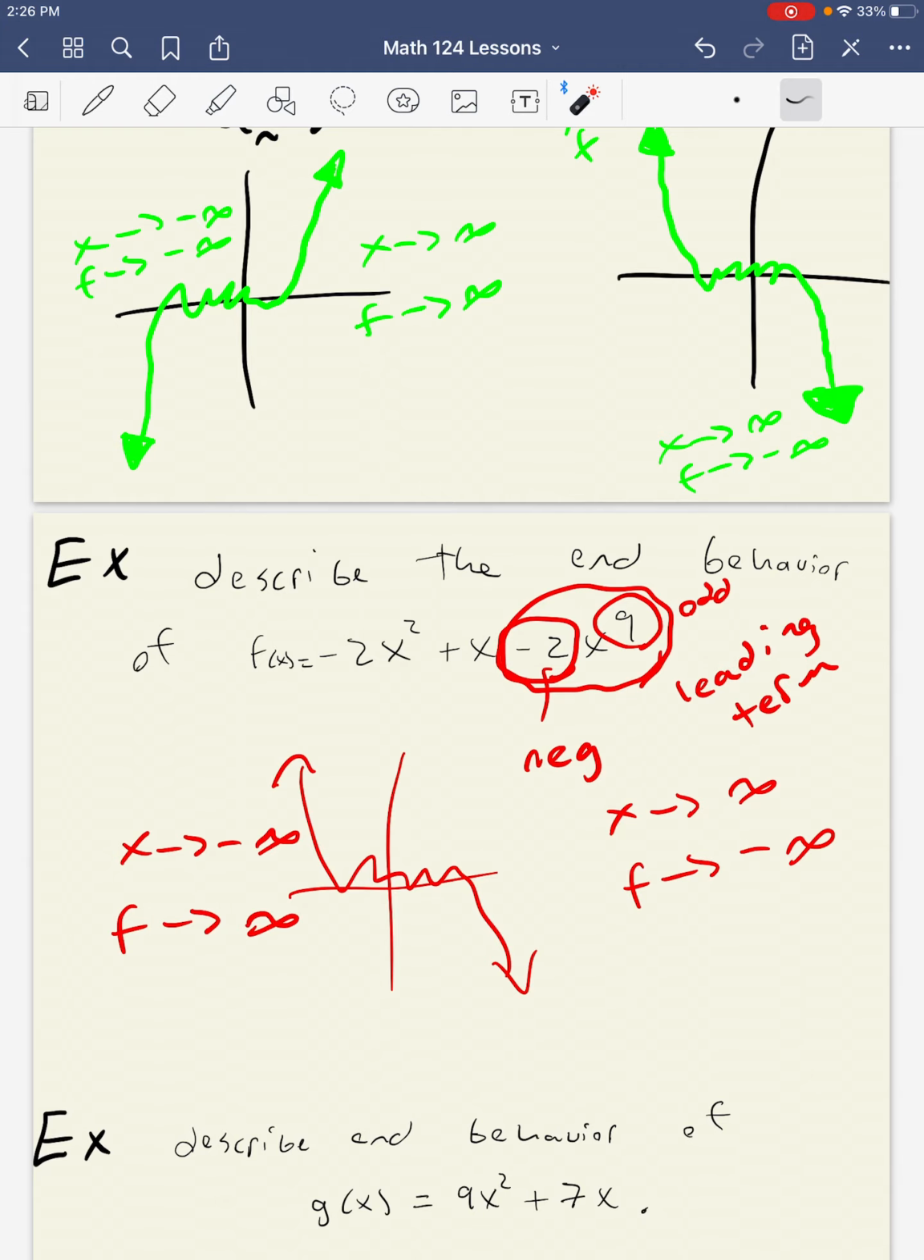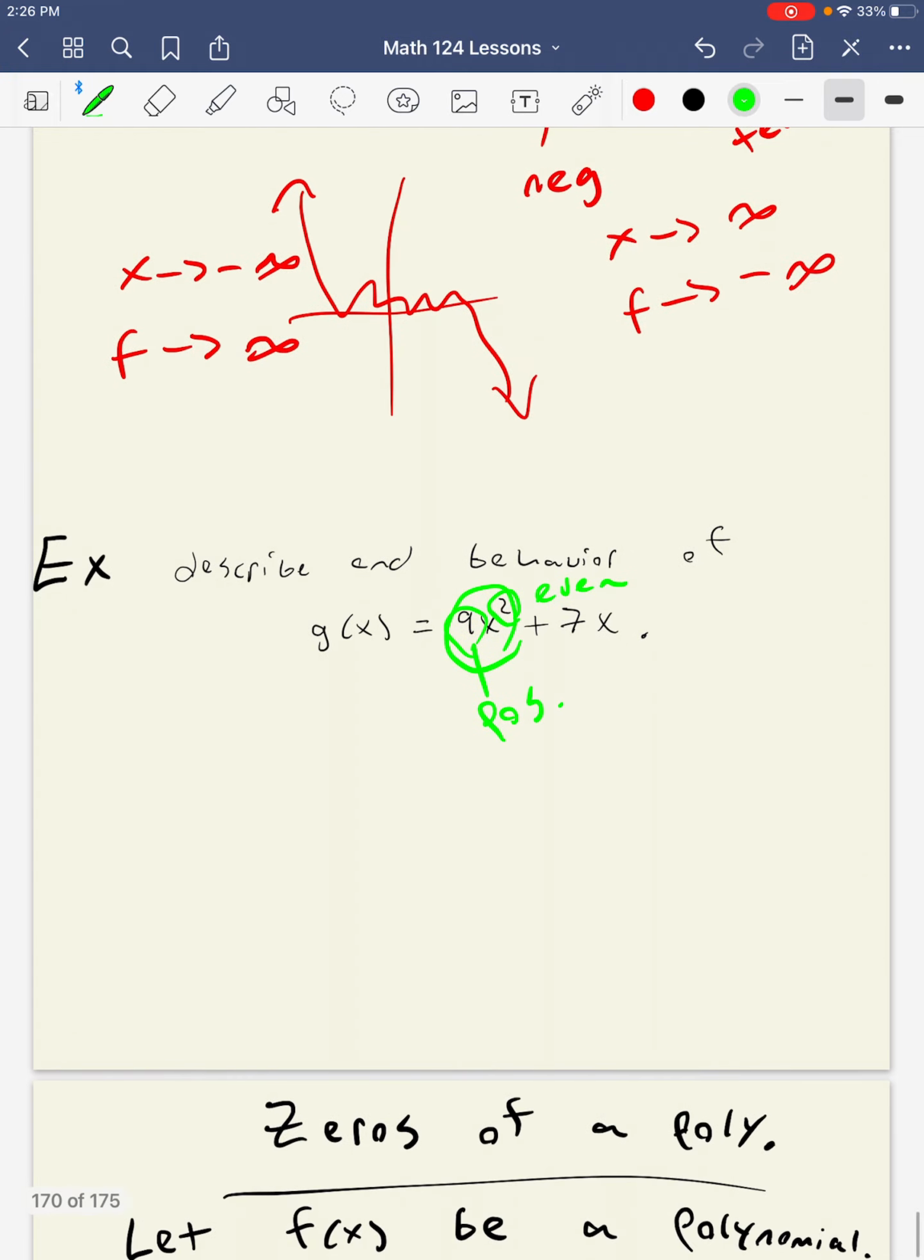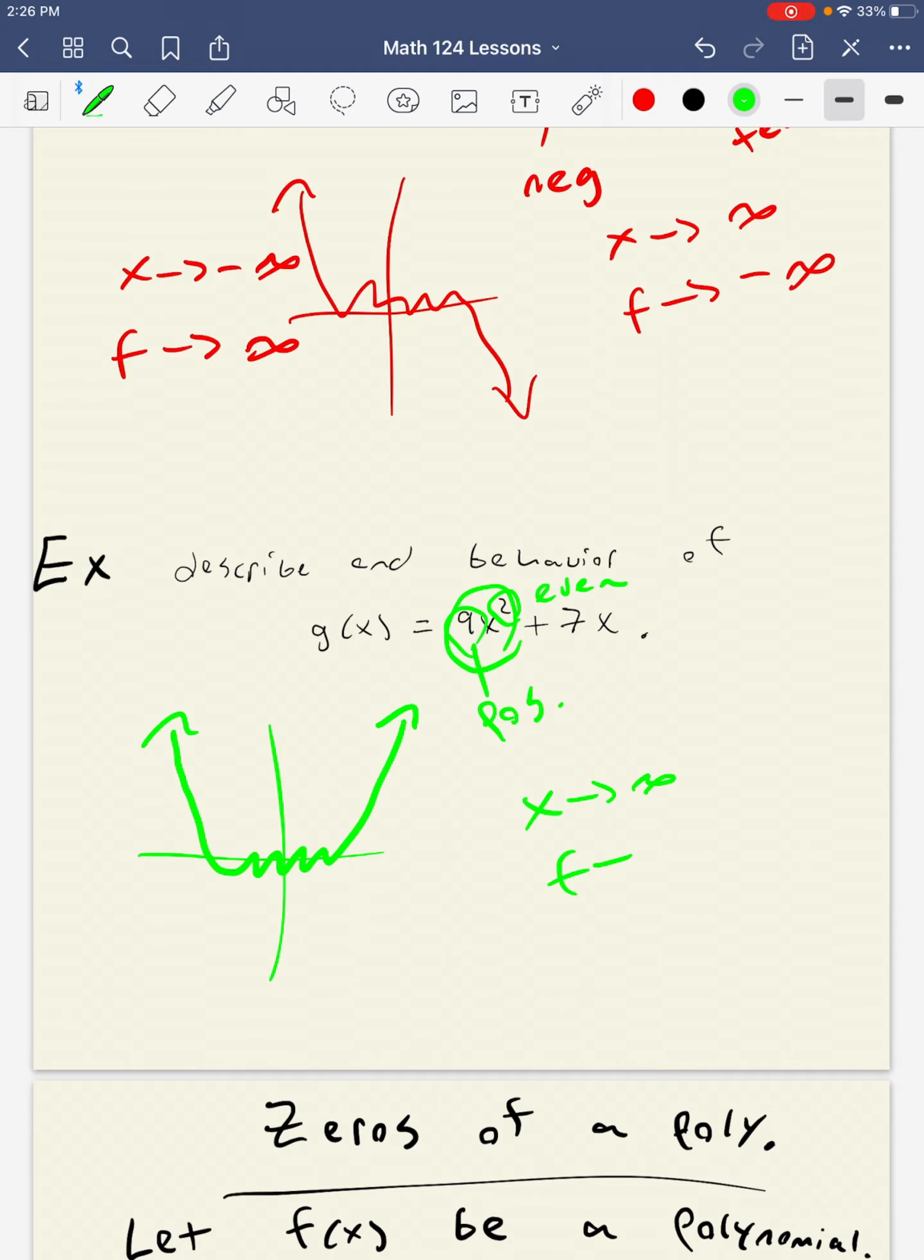Let's now look at the other example here. First we need to identify the leading term. We have an even exponent and a positive number out front, and therefore looking at the template, we know it will behave roughly like this. As x goes to infinity, the graph will go to infinity. As x goes to minus infinity, the graph will also go to infinity.